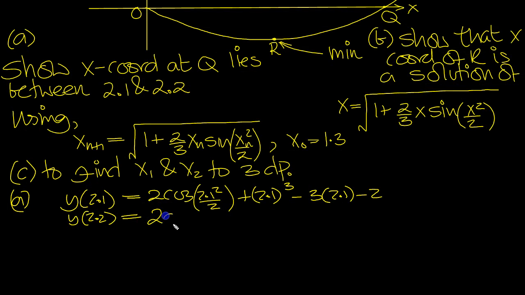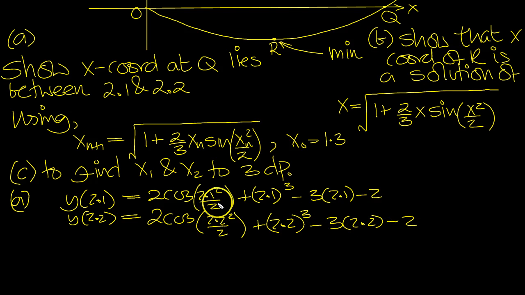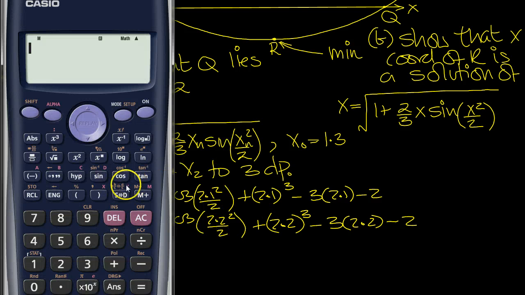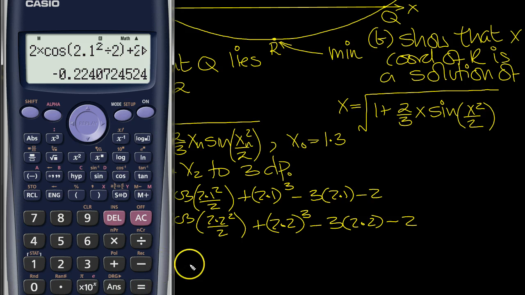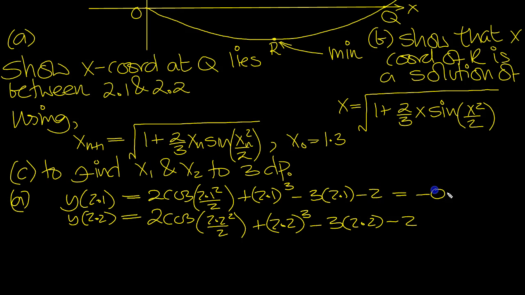If we put in 2.2, hopefully a change of sign will occur. That's what we want to demonstrate here, to show there's a root between those two values. Minus 2, so put 2.2s in instead of 2.1s for the x's. So it's 2 times, I'm in radians mode, 2.1 squared divided by 2 plus 2.1 cubed, and then it's minus 3 times 2.1 minus 2, which gives minus 0.22, which is less than 0.